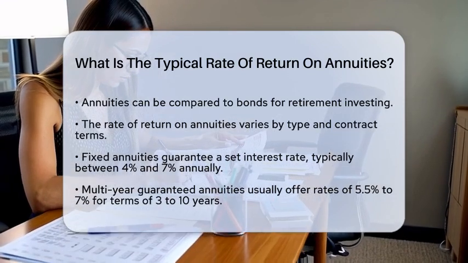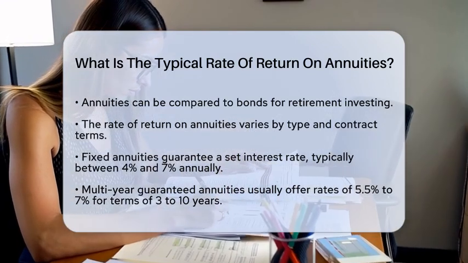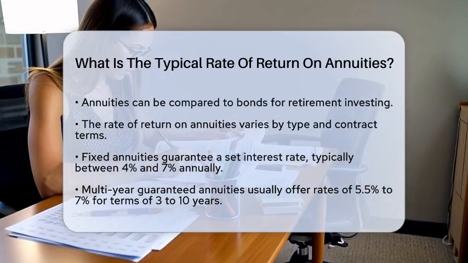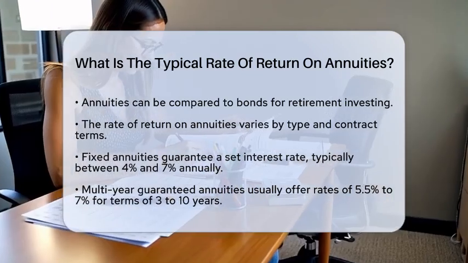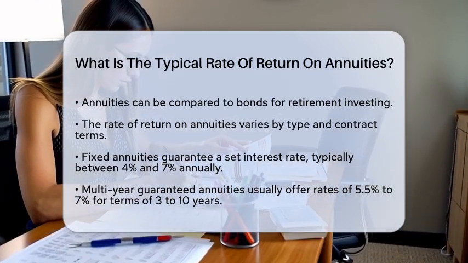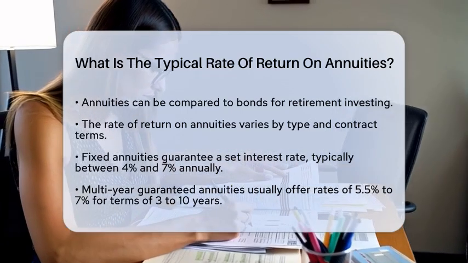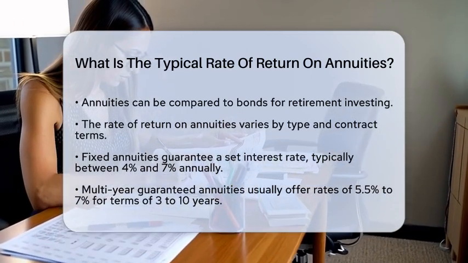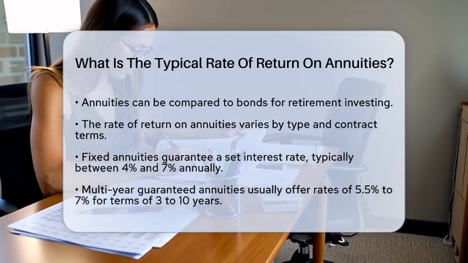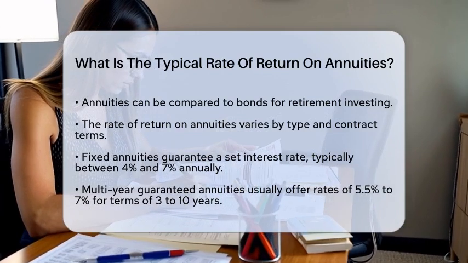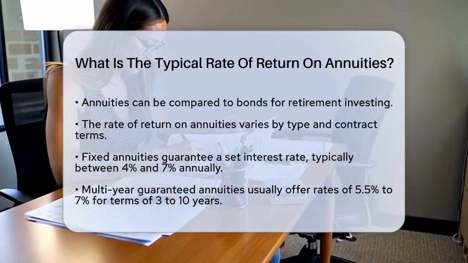The rate of return on annuities can vary quite a bit based on the type of annuity and the specific terms of the contract. For fixed annuities, which guarantee a set interest rate, current rates generally range from about 4% to 7% annually. If you look at multi-year guaranteed annuities, you might find rates around 5.5% to 7% for terms between 3 to 10 years.